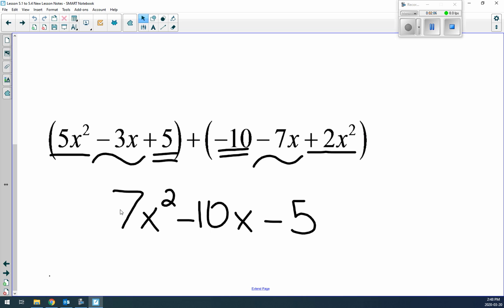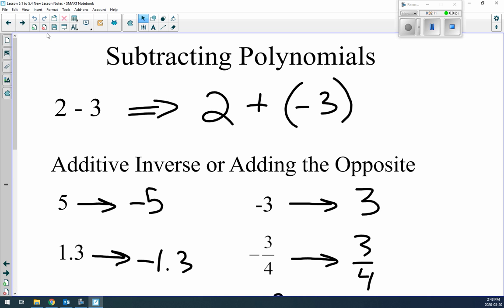Now, that's just adding polynomials. It's pretty much collecting like terms. Now, next page, flip to it, is subtracting polynomials. And what we do for subtracting polynomials is we change them into addition questions. And we do that by doing the old additive inverse rule, which you've already learned.